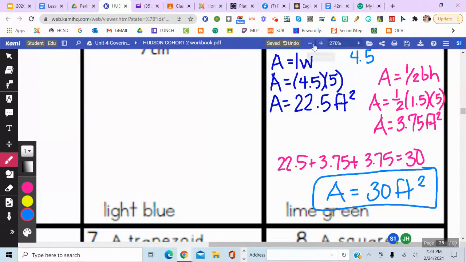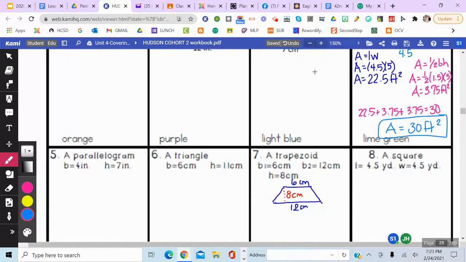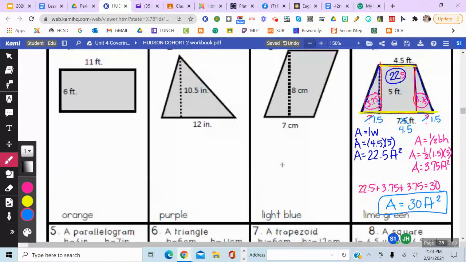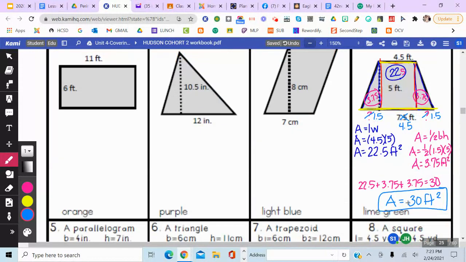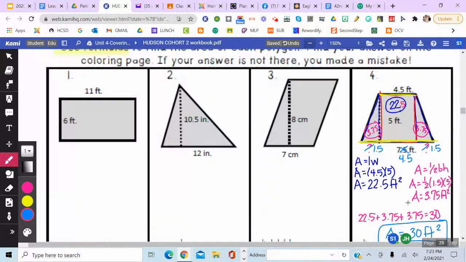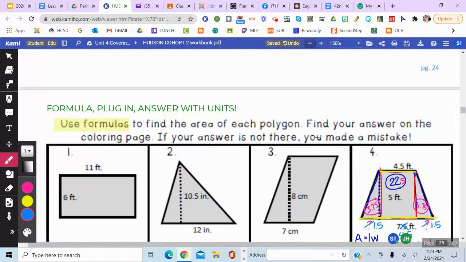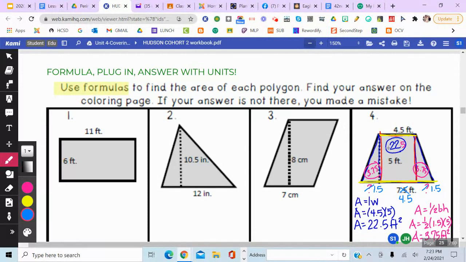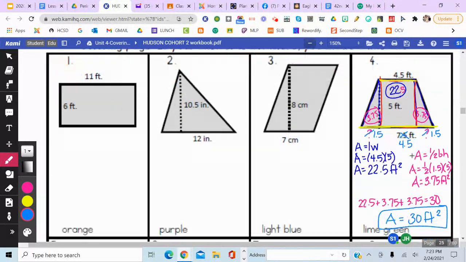All right, so then what I have to do, if I want to do the coloring, and you don't have to, you need to find this answer on the coloring sheet. Now notice how it says if your answer is not there, you made a mistake. If you find something not there, then that tells you I got to go back. Something is wrong. So if I had just seen this 22 here and hadn't fixed it, I would not have found my answer. So really good way to self-check.